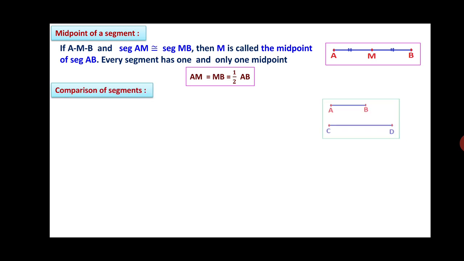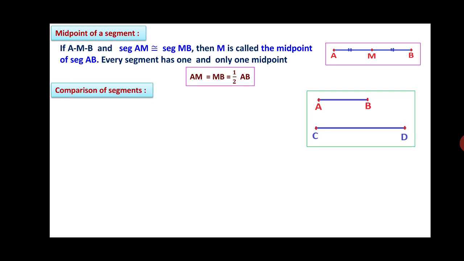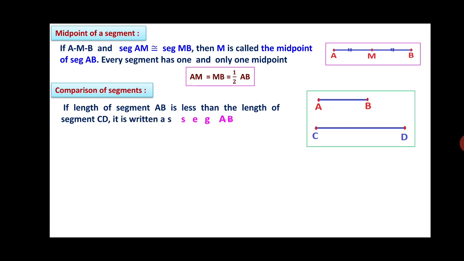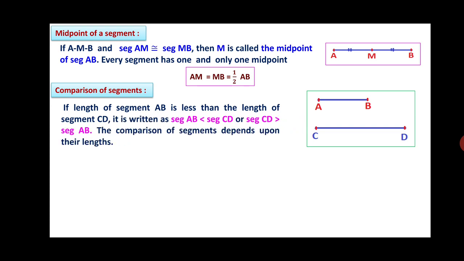Now comparison of segments. Here you can see in the adjoining figure, two segments AB and CD are shown with unequal lengths. If the length of segment AB is less than the length of segment CD, it is written as segment AB is less than segment CD, or you can write segment CD is greater than segment AB. The comparison of segments depends upon their lengths.